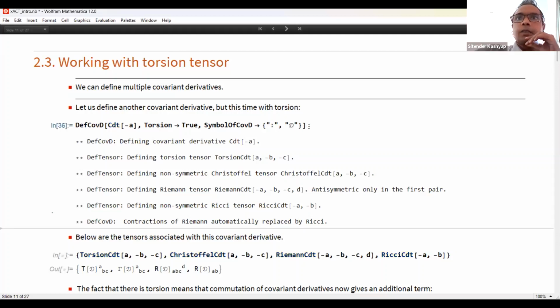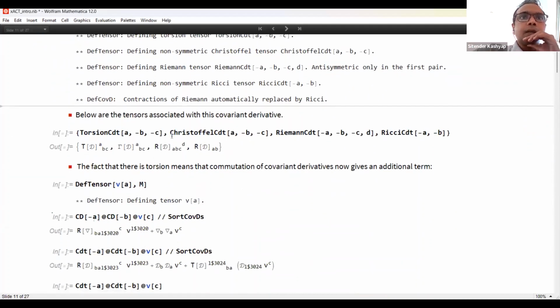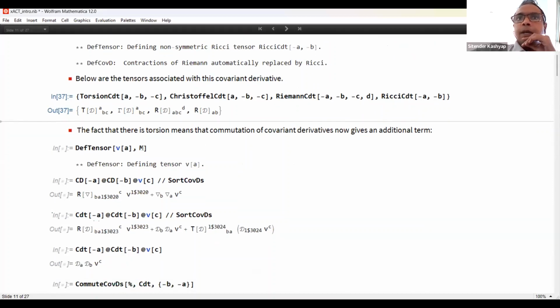Okay, let's do that. Once we press shift enter, it tells us what it has already defined. Here is the list of things associated with this covariant derivative: the torsion, the Christoffel, the Riemann, and the Ricci scalar associated with this curly D. Now, the fact that there is torsion means that the commutation of covariant derivatives gives an additional term. Let's see how.